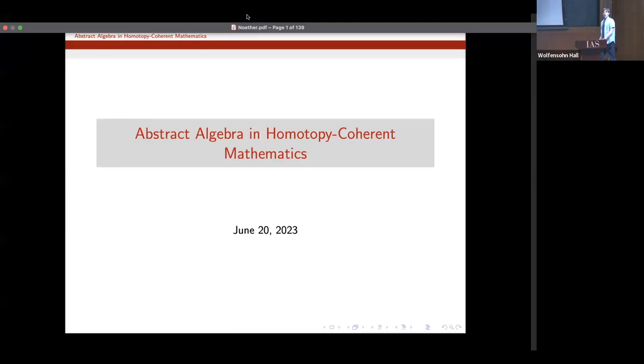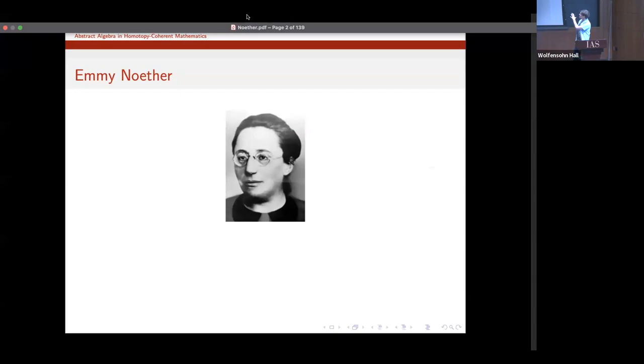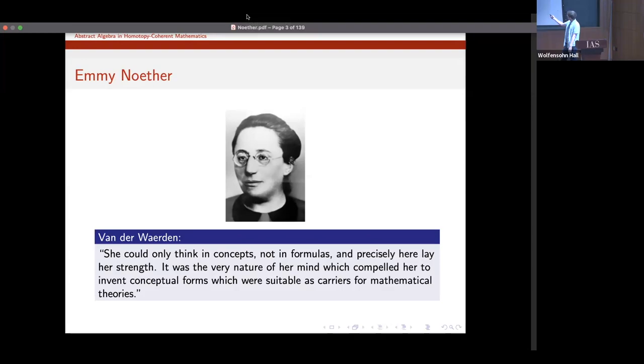It's a pleasure to be speaking at this event honoring Emmy Noether. I think Noether, more than any other mathematician, is associated with the emergence of abstract algebra in the early 20th century. Here's an excerpt from the obituary written by her student van der Waerden. He wrote that she was compelled to invent conceptual forms which were suitable as carriers for mathematical theories.